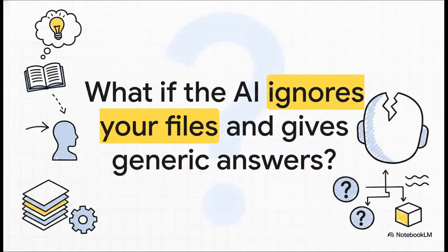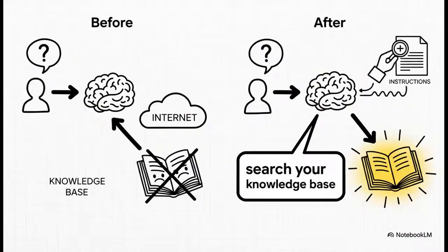Now, this brings us to what is, without a doubt, the most common and maddening problem people run into. You do all this work, you carefully upload your custom library of knowledge, and then it just completely ignores it. It goes right back to its general training and gives you a generic answer, which defeats the whole purpose. So frustrating. So how do you fix it?